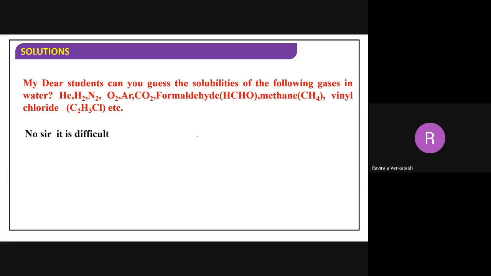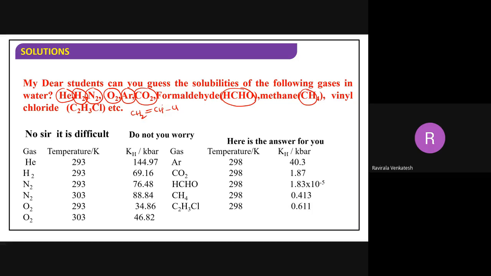Yes, we are getting a straight line actually. Now, if you observe what happened, the solubility of the various gases: helium, hydrogen, nitrogen, oxygen, argon, carbon dioxide, formaldehyde, methane, vinyl chloride, CH2=CHCl is called vinyl chloride. What happened to these types of gases when they dissolve in the water? Now let me see what happened.